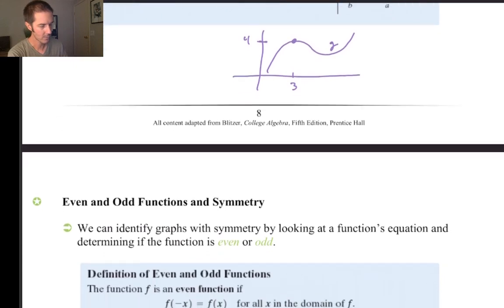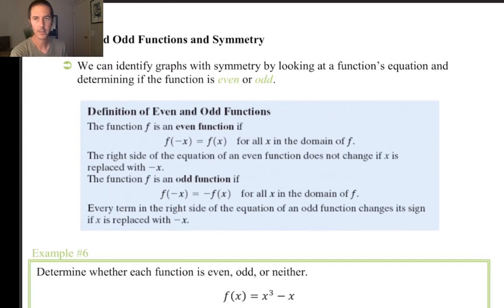What is the maximum? That's a y value. When is the maximum? That's an x value.